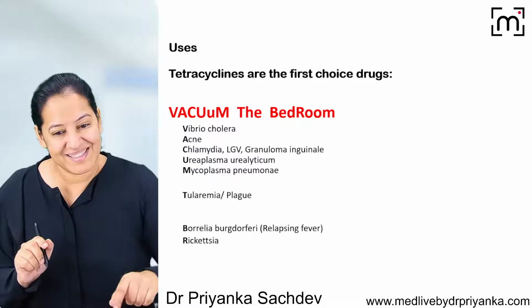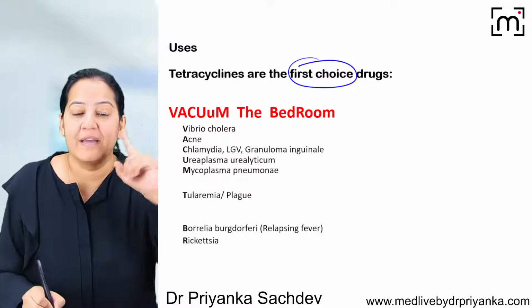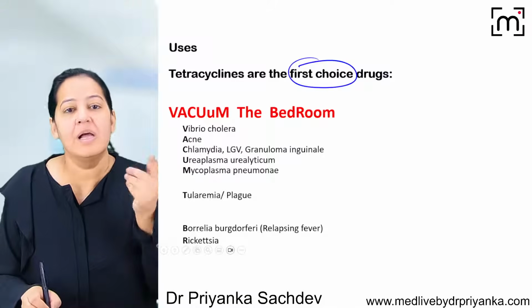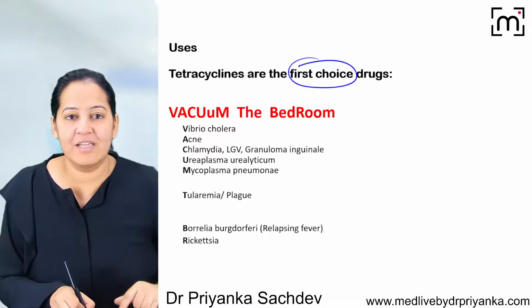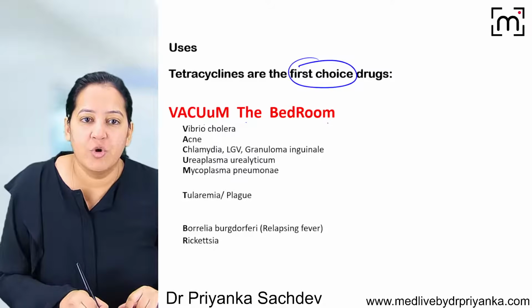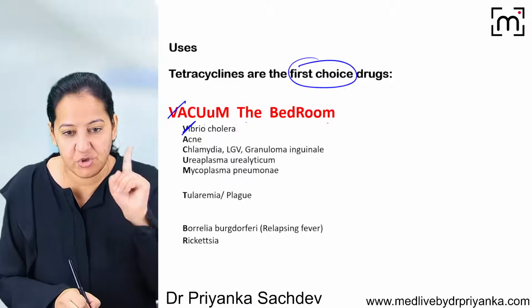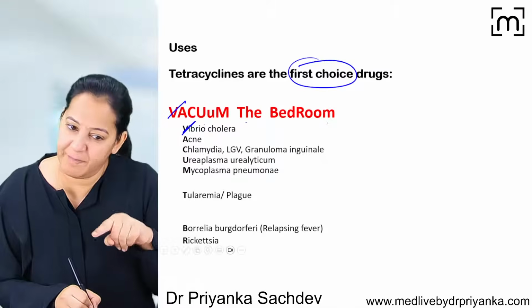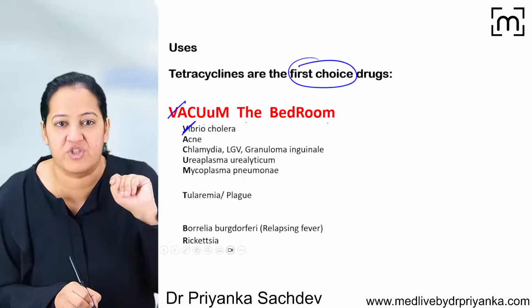Now coming to uses. Tetracycline is first choice in how many infections? So I have a mnemonic again. The mnemonic is vacuum the bedroom. Vacuum. V stands for Vibrio. It is the first choice of drug in Vibrio cholerae. Whenever the patient has cholera, you can give tetracycline as first choice drug.